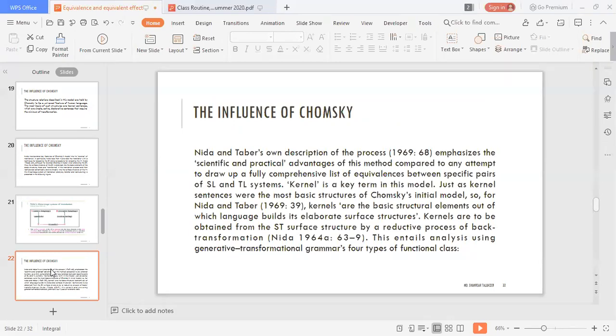Kernel means the sentence at the surface level as it appears, the basic structure of the sentence. Just as kernel sentences were the most basic structures of Chomsky's initial model, that is, the basic structure of the initial model introduced by Chomsky, for Nida and Taber, kernels are the basic structures out of which language builds its elaborate surface structures.